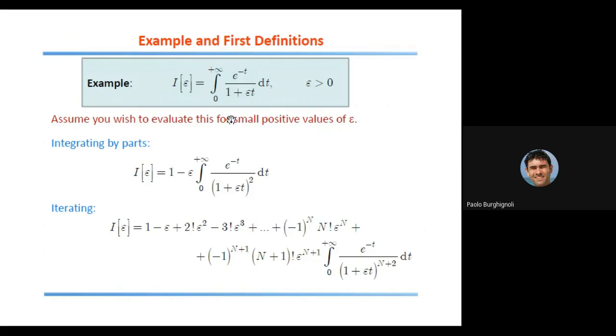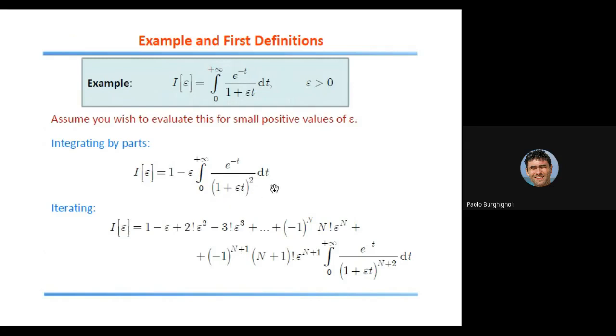Well, one strategy which is useful in practice to get asymptotic expansions when your function is defined in terms of an integral is to integrate by parts, because many times this provides you directly an asymptotic expansion, as in this example. If you integrate by parts once, then you have the finite part, which is the constant 1, minus epsilon, and then you get another integral in which the exponential is the same as before, but in the denominator you now have the square of 1 plus epsilon t.